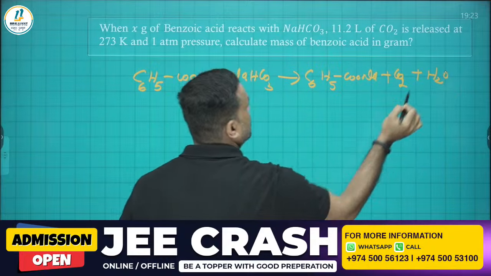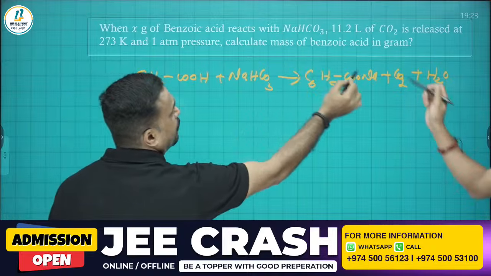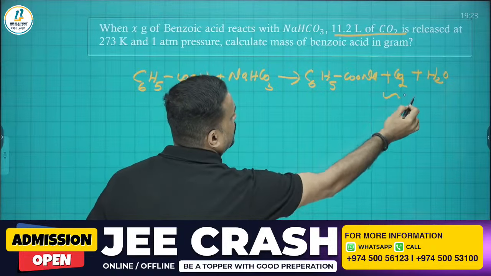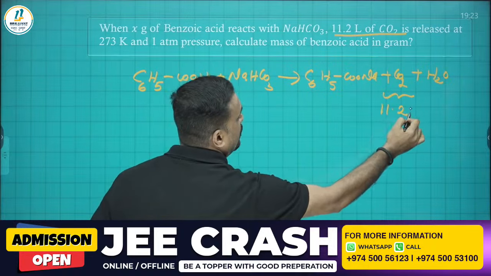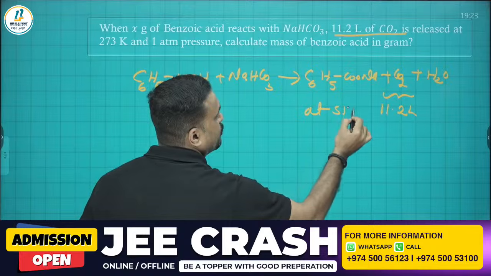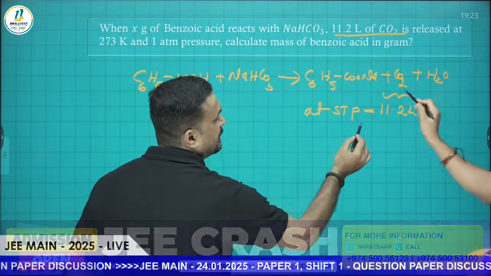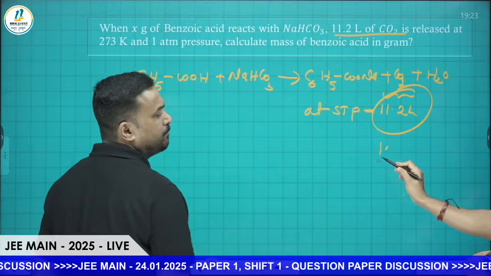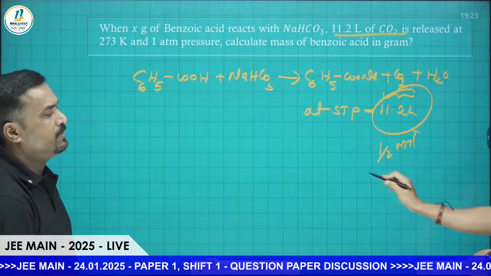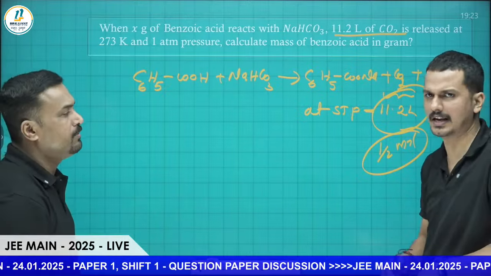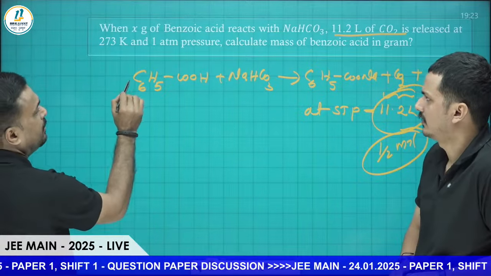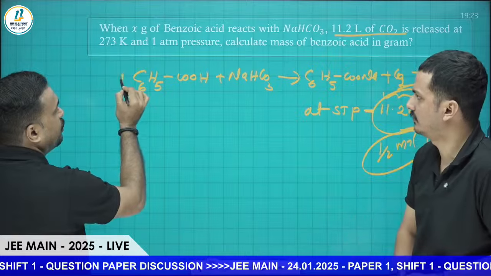H2O. So this is the equation. Here they are telling that the carbon dioxide volume is given as 11.2 liters at STP. At STP, 22.4 liters is one mole, so 11.2 liters means half a mole. We are getting half a mole, so we can answer directly.